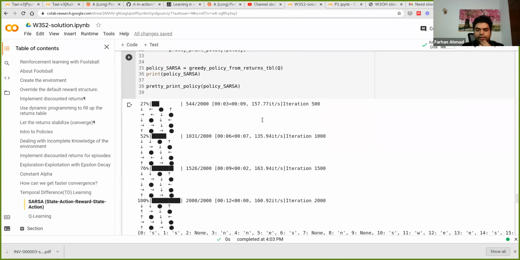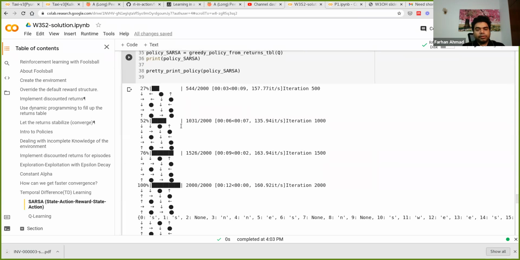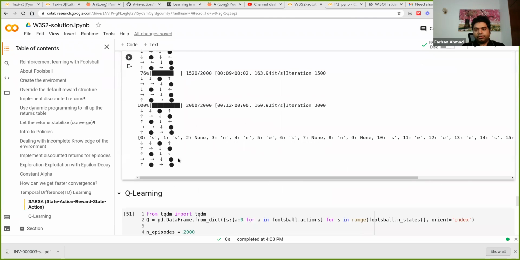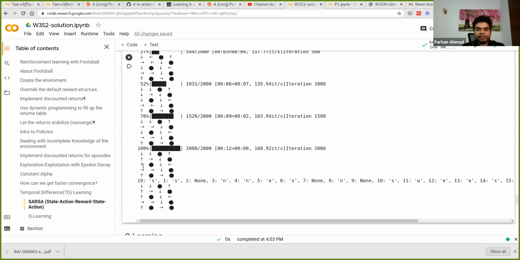So you can see that it starts to converge very quickly. Maybe even by 500 steps, it has already converged. So this policy looks all right. We let it run for 2000 steps, and it seems that after converging, something has gone wrong. Probably we have overtrained.